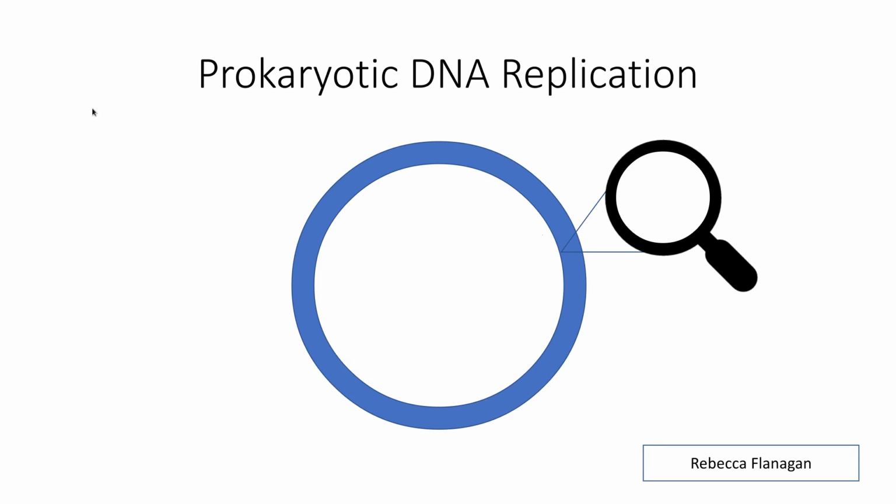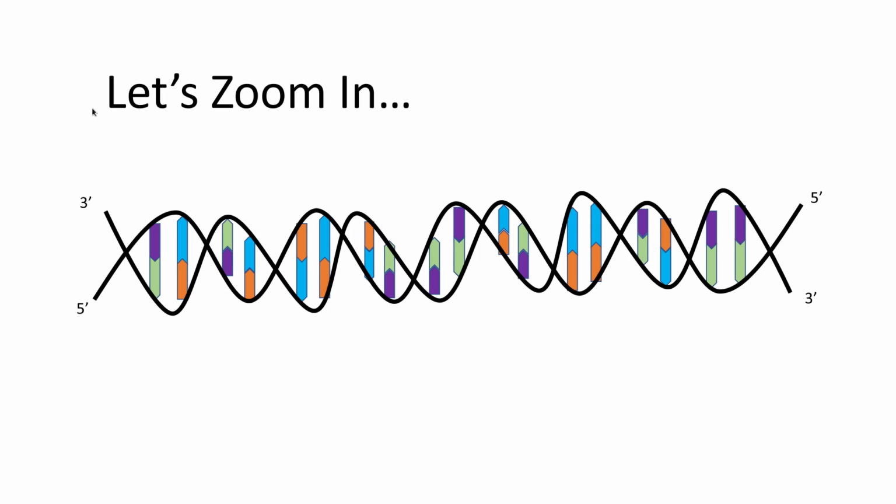The topic of this video is the replication fork of prokaryotic DNA. The process of replication can be grouped into 3 steps: initiation, elongation, and termination. This is an image of the circular prokaryotic DNA, but what exactly are we looking at?